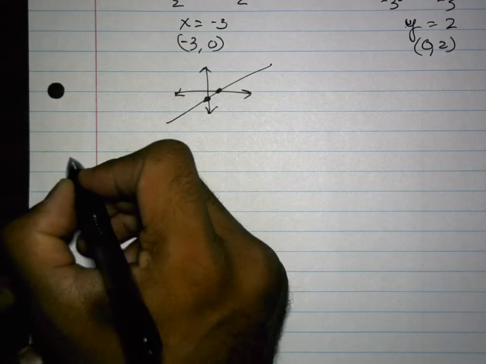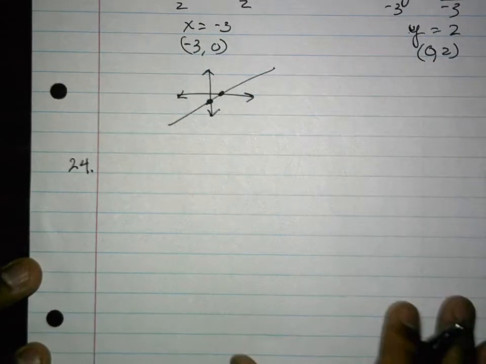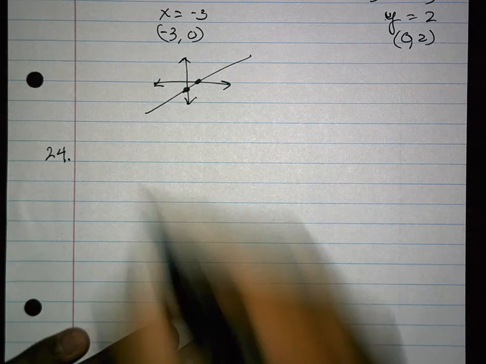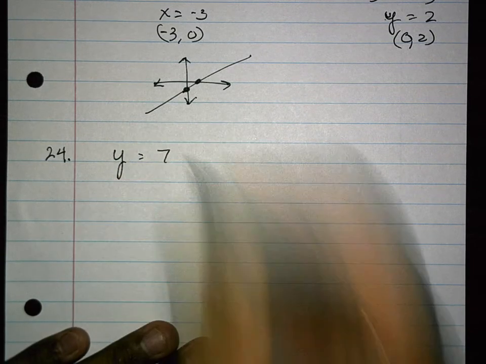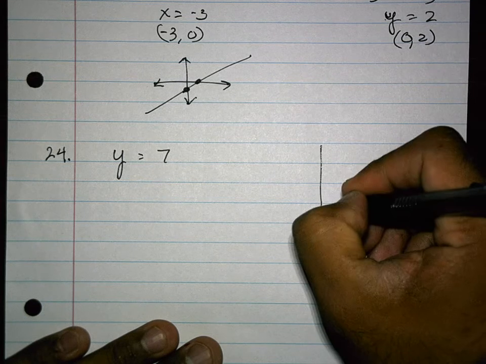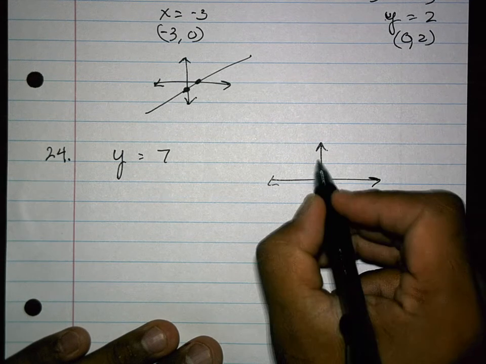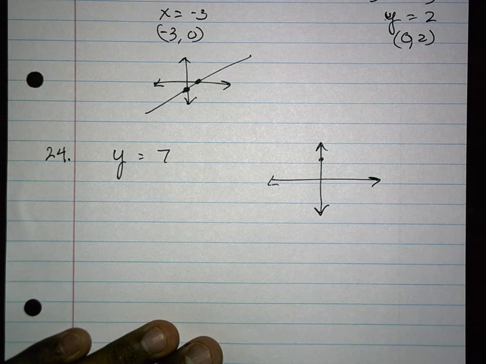Question 24. So it gives me y equals 7. Now, if I was to graph this thing to help myself understand the whole idea of intercepts, I would go to y equals 7. Let's say it's right there.